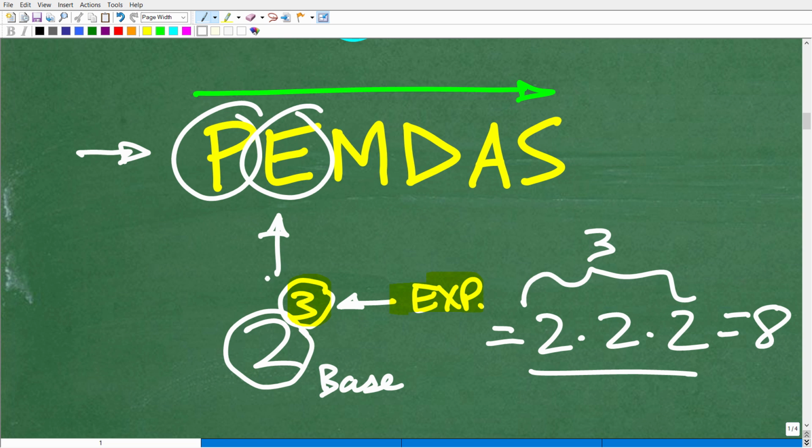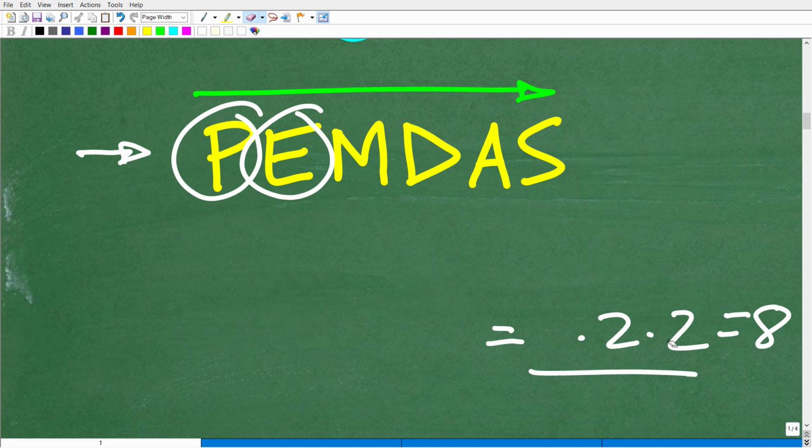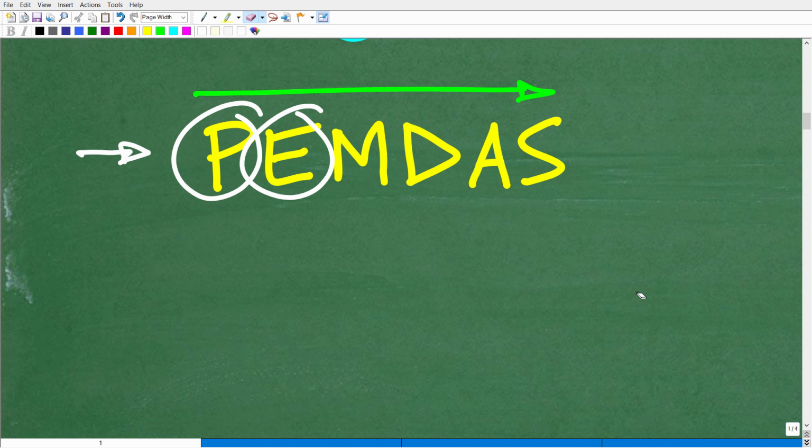Now you might be saying, hey, Mr. YouTube Math Man, this is confusing. Why don't they just put a P there for powers? Well, then we would have powers or parentheses, parentheses. So it would be confusing, right? All right, so E stands for powers. So if you have powers, that's what we're going to do next.